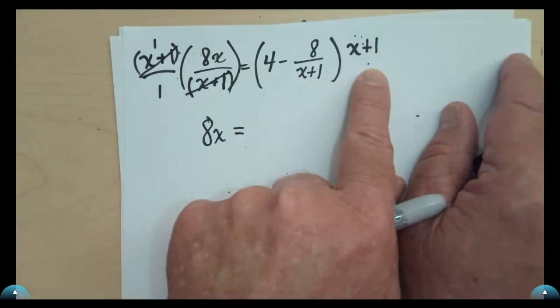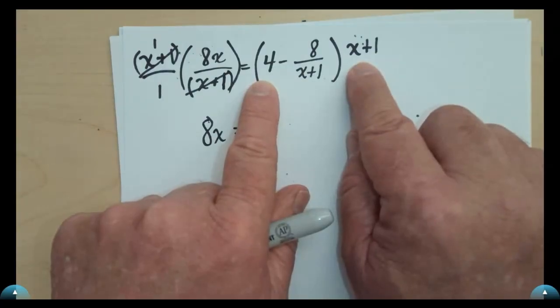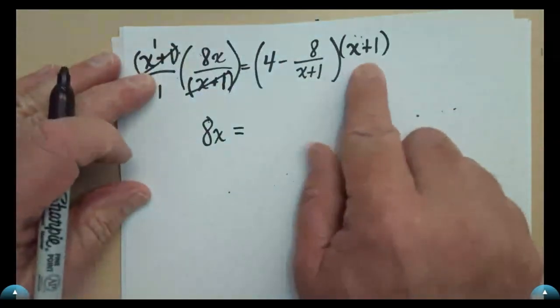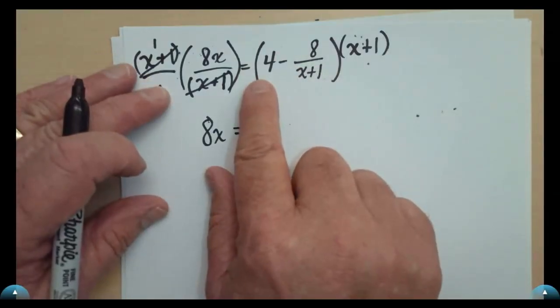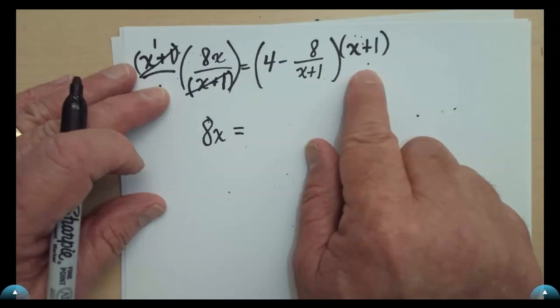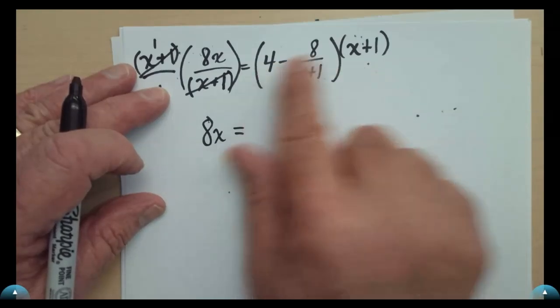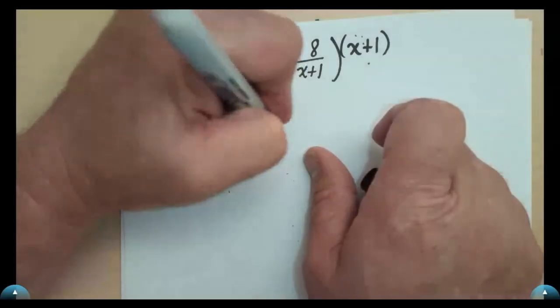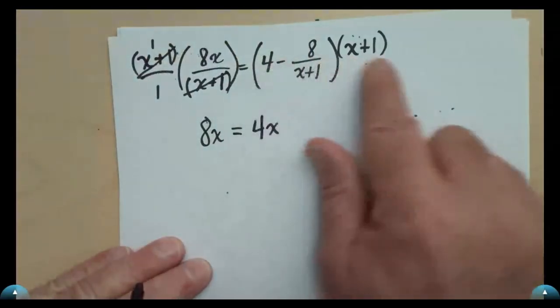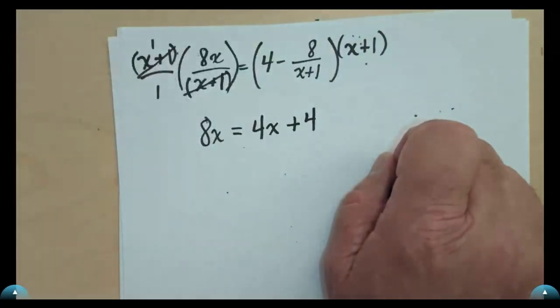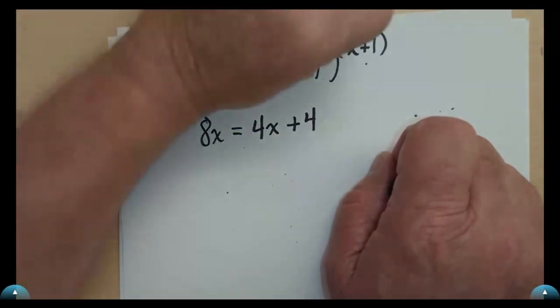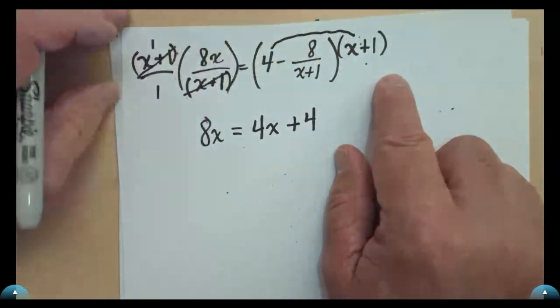But when I multiply the x plus 1 times 4, I can't cancel anything. Do y'all see that? So when I do that part, all I'm doing when I do x plus 1 times 4 is distributing 4 times x plus 1. Everybody see? So 4 times x is 4x, and 4 times positive 1 is positive 4. Am I good with that? And that takes care of multiplying the x plus 1 times 4.